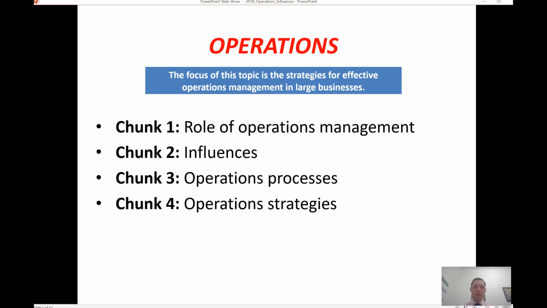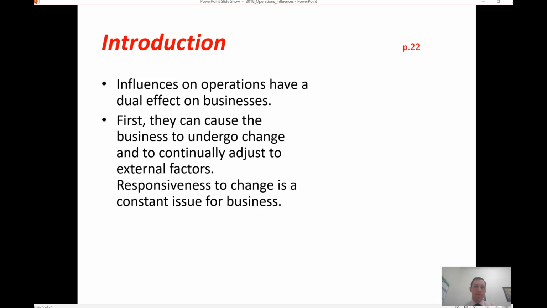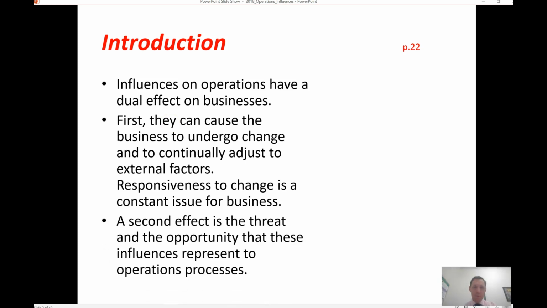Okay, we're now going to have a look at the key influences that play a part in operations management. Those key influences relate to things such as globalisation, technology, the environment, etc. And it must be said that those influences have a dual effect on businesses. Firstly, they can cause the business to undergo change and to look to adjust to the external factors. And a business being responsive to change is a constant battle for management.